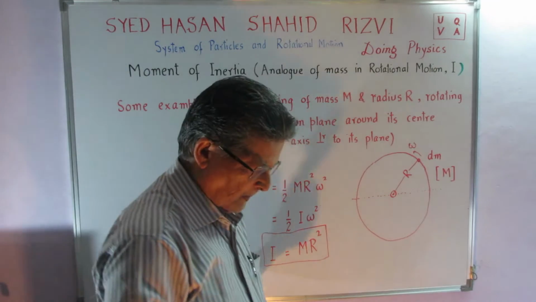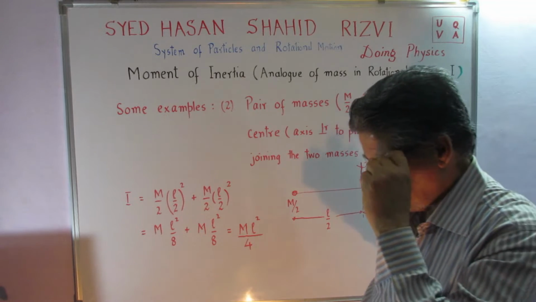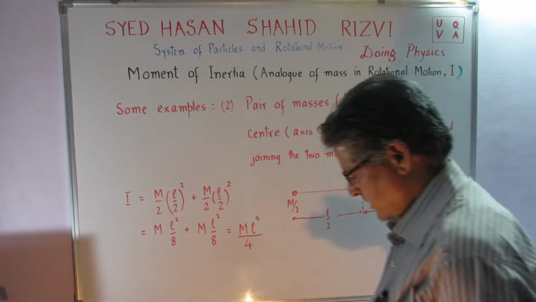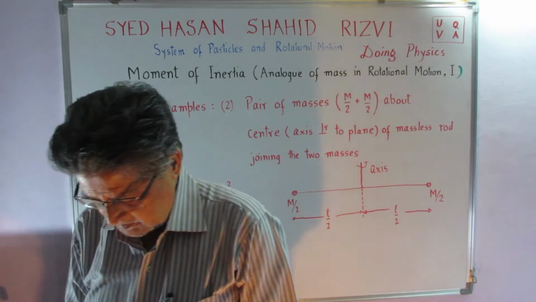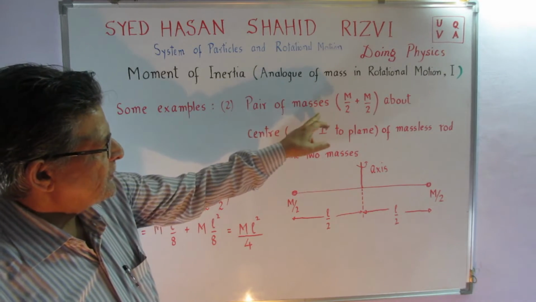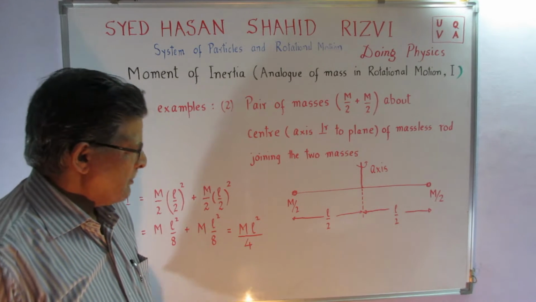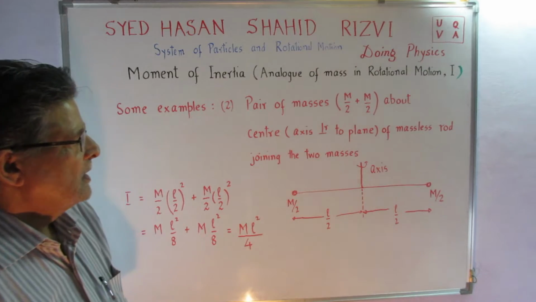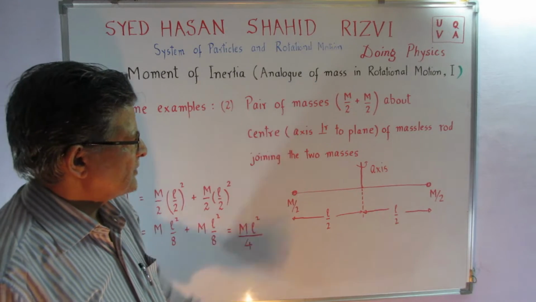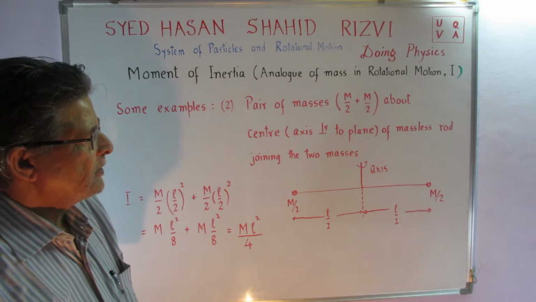So next we go to another case. Another simple example, very easy, is determining the moment of inertia of a pair of equal masses m by 2 and m by 2 about the center of a massless rod joining the two masses, with the axis of rotation being perpendicular to the plane.